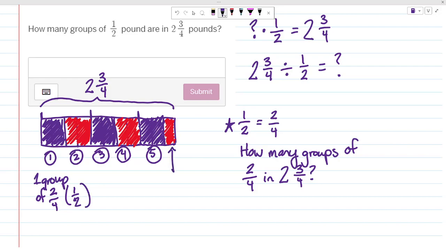And then if I need 2 of these parts to make a full group and I only have one of them, what part of a group do I have if I have one out of the 2 that I need? This would be a 1/2 group. So how many groups do I have total? Well, I have the 5 whole groups, and then I have that 1/2 group. So it would be 5 1/2 groups of a 1/2 pound that I have in 2 3/4 pounds.